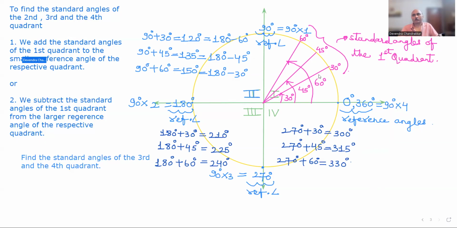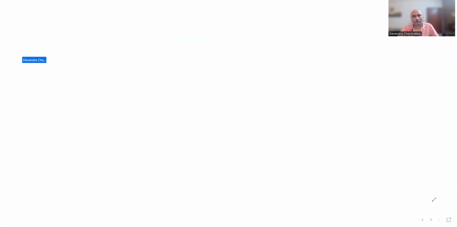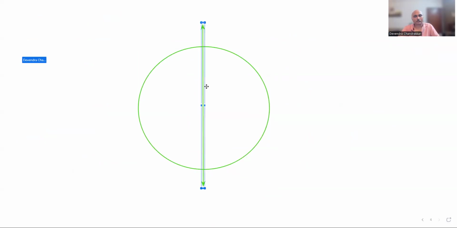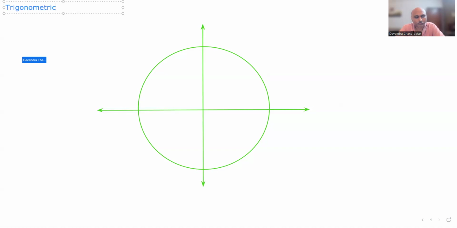Once you are aware of the quadrants of a circle, it's time to learn more attributes of a quadrant of a circle. So let's learn about these attributes now. This is again a quadrant. We are drawing the quadrants again, and now we will discuss trigonometric values. So what are trigonometric values?